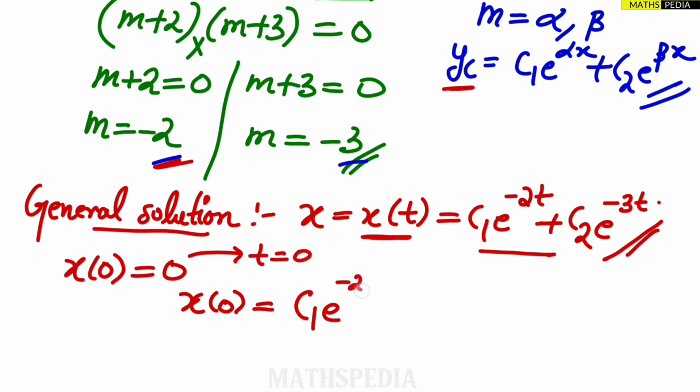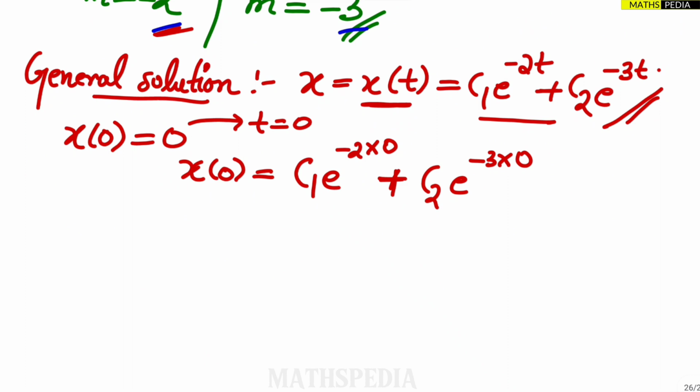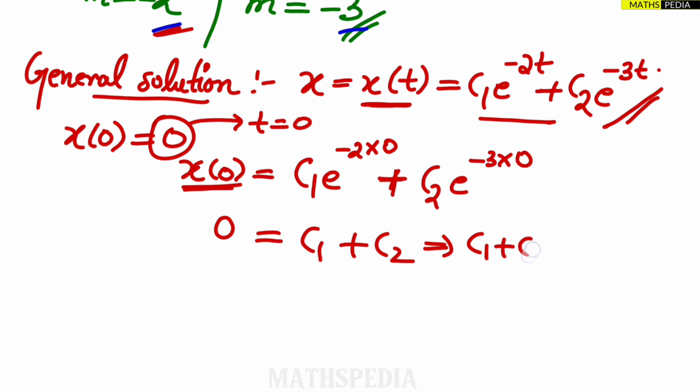So c1 e power minus 2 into 0 plus c2 into e power minus 3 into 0. So what will you get here? e power 0 is 1. So c1 plus c2, and what is the x of 0 value? Which is 0. So you have to put 0 here. So this is one equation. You can rewrite it as c1 plus c2 is equal to 0, the first equation.